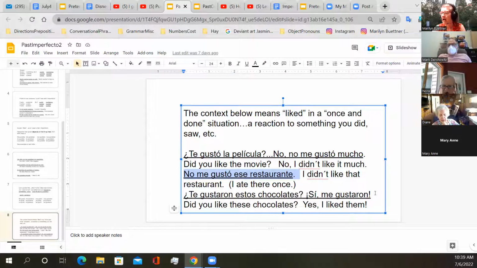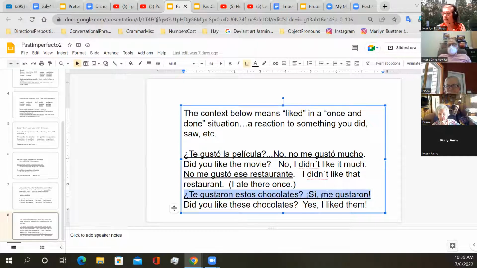Okay. ¿Te gustaron estos chocolates? Did you like these chocolates? You bought somebody a great big box with a whole bunch of little chocolates in them, right? ¿Te gustaron estos chocolates? Sí me gustaron. Yeah, wow, I really liked them. Okay. And we're talking about, oh, I got this as a gift, right? As a surprise, and I ate them, and it's a one-time event.